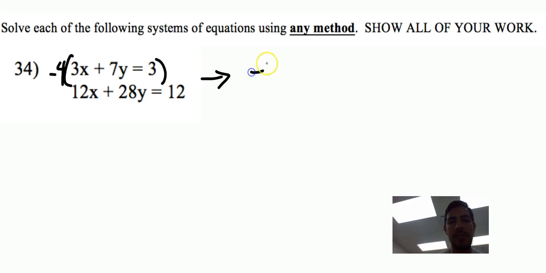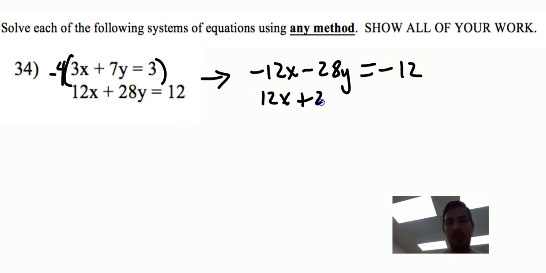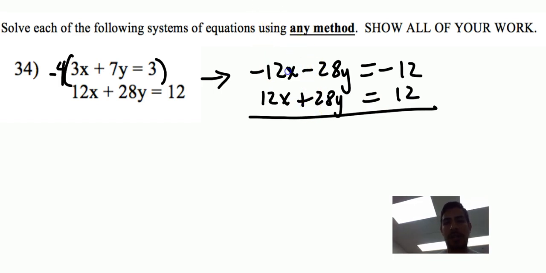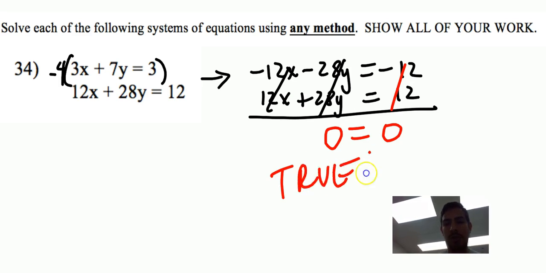And I get negative 12x. I'm going to multiply negative 4 times 7y to get minus 28y equals, and negative 4 times 3, that's a negative 12. The bottom equation didn't change. And when I add everything up, I get 0, a 0, and that's a 0. I get 0 equals 0. Hey, that's a true statement. True. All real numbers.